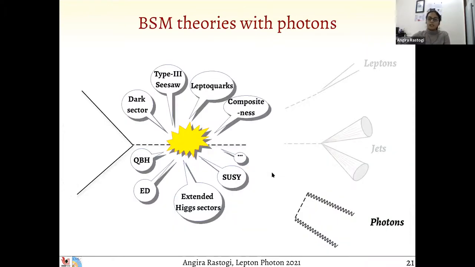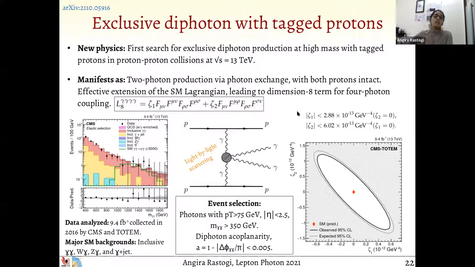Okay, so finally coming to searches with photons. First, the search for exclusive diphoton production at high mass with two forward-moving protons. This is an example of light-by-light scattering where we have a four-photon vertex, and that coupling can be represented with a Lagrangian, which is dimension 8 and is written here.